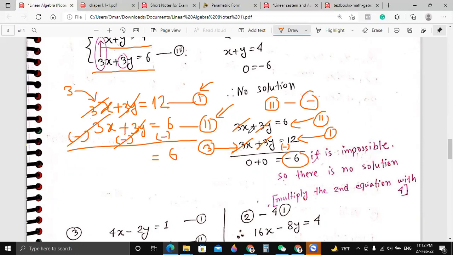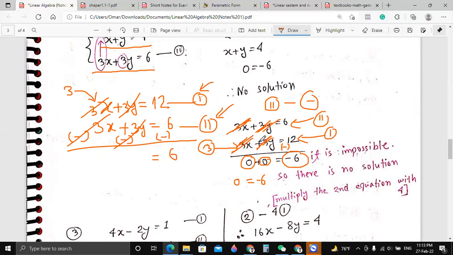So 3x cancels, we get 0. 3y cancels, we get also 0. So 0 plus 0 equal to minus 6. You see here 0 equal to minus 6, it is not possible, right? That's why it is impossible. So there is no solution. Or you can think another way. If I cancel them, x and y both vanish, right?